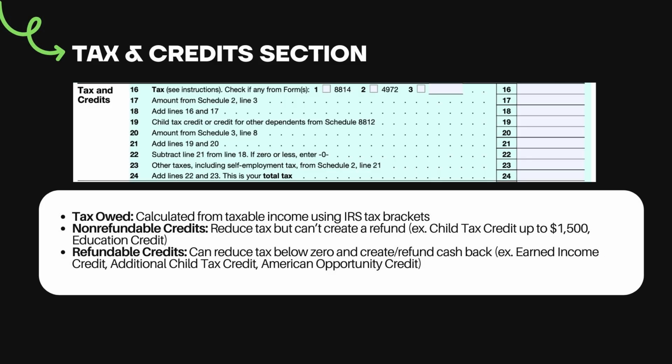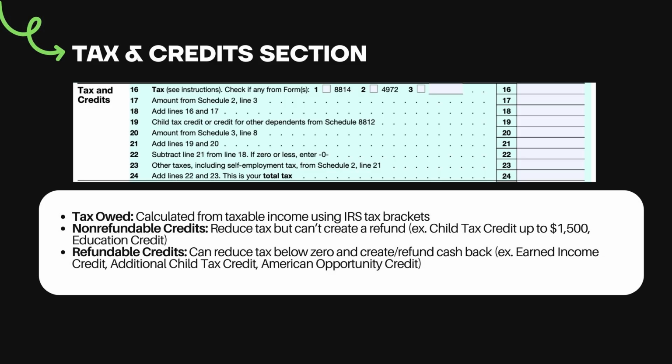Next come the credits. This is where things start to feel good for the client, because credits directly reduce that tax owed. Unlike deductions, which just lower the amount of income being taxed, credits hit the tax bill head-on. There are two main types of credits.